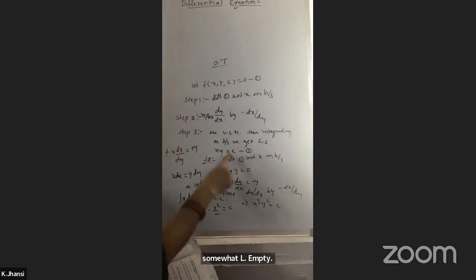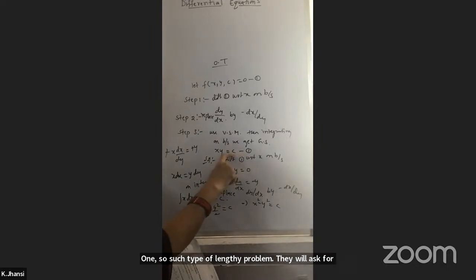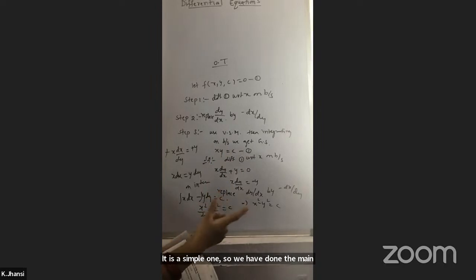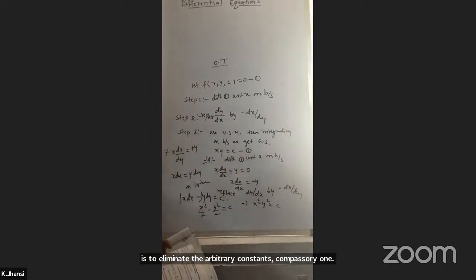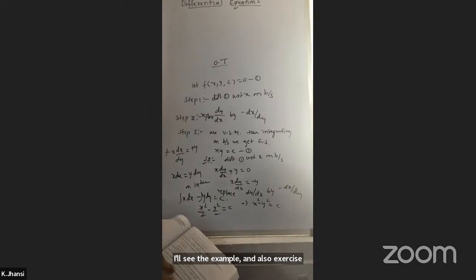So the aim is to eliminate the arbitrary constants. Compulsorily one arbitrary constant will be given in the question. You have to eliminate that one and find the orthogonal trajectories. That is the procedure for finding the orthogonal trajectories. So this is about the 7th unit. See the examples and also the exercise problems, and also MEQ questions, that is the model examination questions.